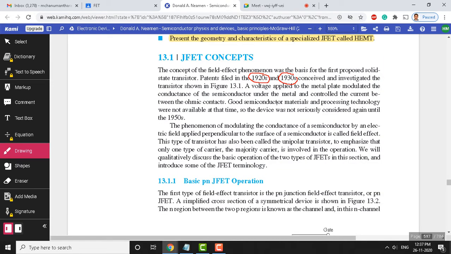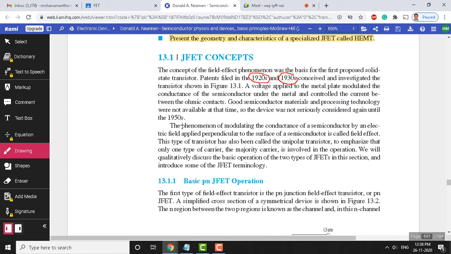Okay. So, good semiconductor materials and processing technology were not available at that time. That is the difficulty during earlier days: to manufacture, to fabricate the JFET in ICs was very difficult till 1950. So, later on the fabrication was made very simple from the 1960s onwards, in fact.